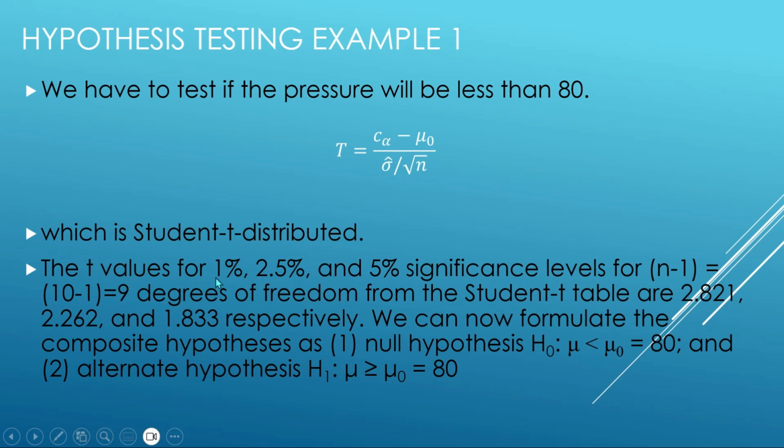The t values for 1%, 2.5% and 5% significance levels for n minus 1, which is 10 minus 1, equal to 9 degrees of freedom, from the student t table are 2.821, 2.262 and 1.833 respectively. We can now formulate the composite hypothesis: the null hypothesis H0 is mu is less than or equal to mu naught, which is 80, and the alternate hypothesis is that mu is greater than mu naught.